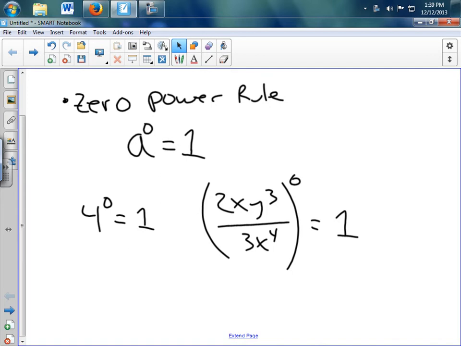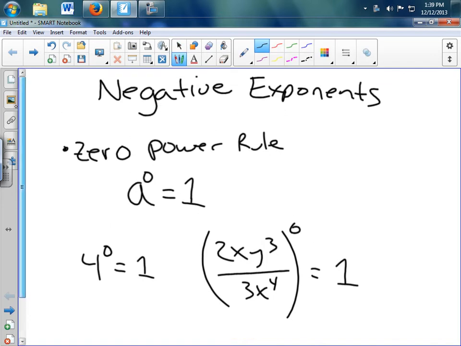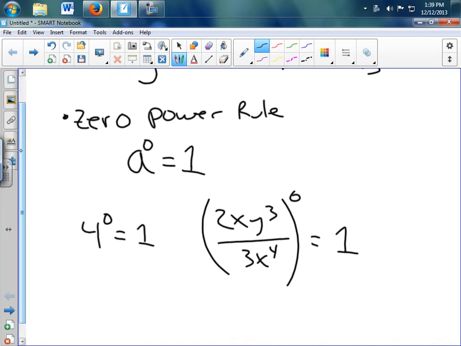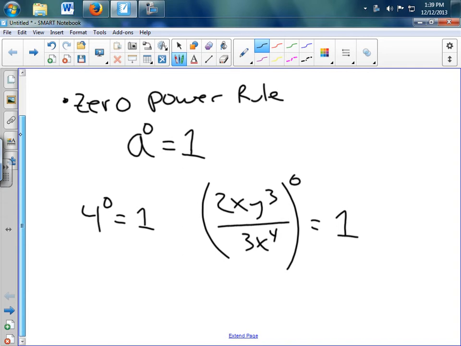Hey, before we get to the negative exponents, we have to talk about the zero power rule. It's the easiest one out there. Any number, letter, or statement raised to the zero power is 1. Anything.